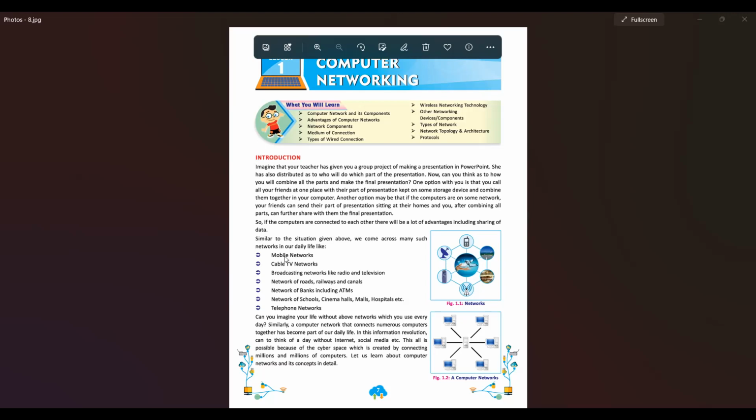We have to see some daily networks that we can see in our daily life. You can say computer network, mobile network, where all the mobiles are connected with each other by some tower. This is also a network. Then cable TV network is also an example of networking. Broadcasting networks like radio and television, you also know this. Networks of road, railways and canals, network of banks including ATMs, networks of schools, cinema halls, malls, hospitals, etc., and telephone network. All these are places where you easily find networks. I think this gives you a better understanding.